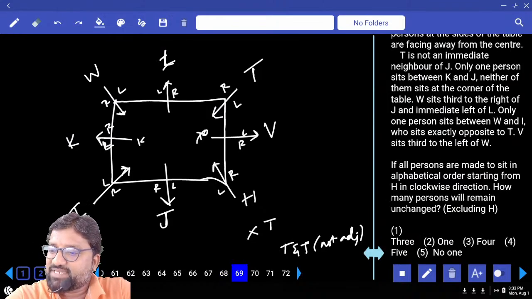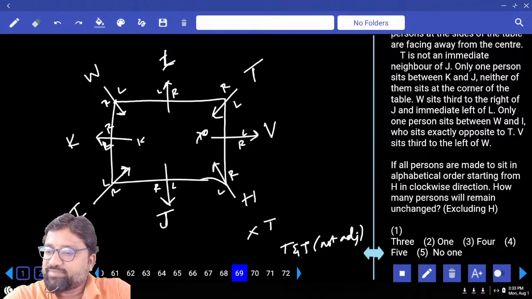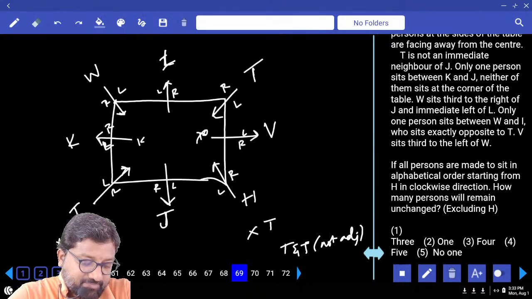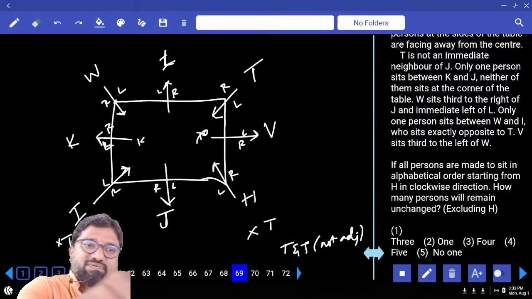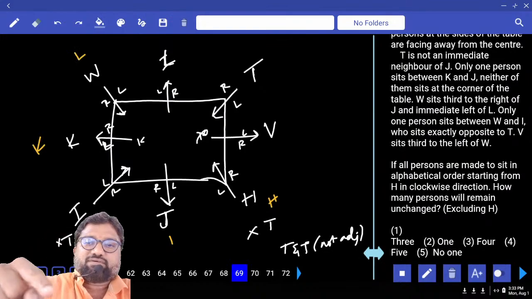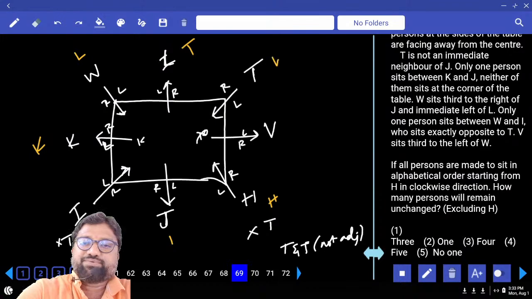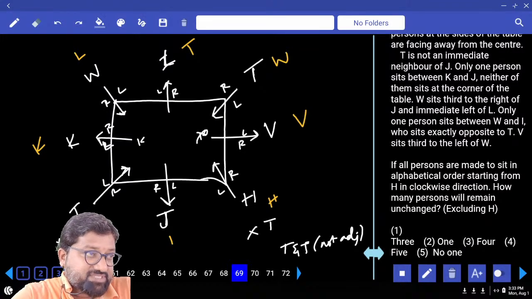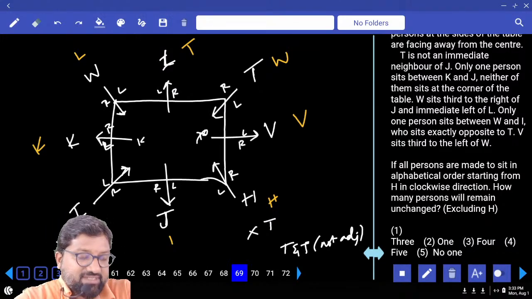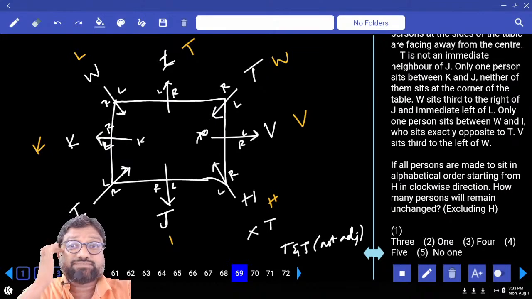If all the persons are made to sit in alphabetical order starting from H in clockwise direction, how many persons will remain unchanged excluding H? So you have to make them sit in which order? Alphabetical order starting from H. Let's see. So H, I, J, K, L, T, V, W. But in the question, he gave all the names in jumbled order. He didn't give us in alphabetical order in the question. In the question, it is K, J, H, I. So obviously, I will start with H, I, J, K, T, W, V.